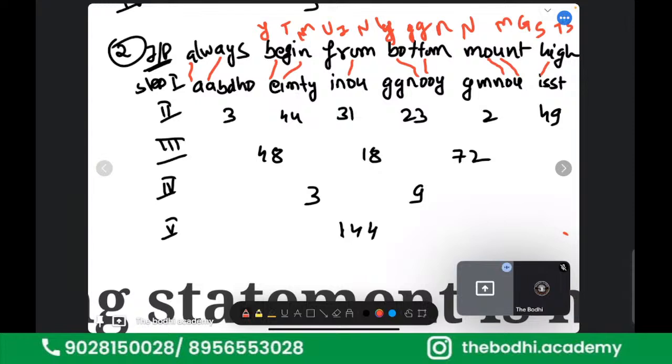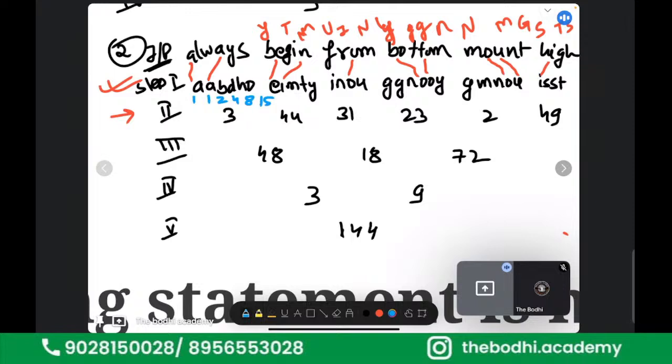Now step 1 is done. Now we'll come to step 2. How to come to step 2 from step 1? We have 3, 44, 31, 23, 2, 49. What are these numbers? We will have to write the place value of the alphabets. What is the place value? See, A is 1, A is 1, B is 2, D is 4, H is 8, and O is 15.